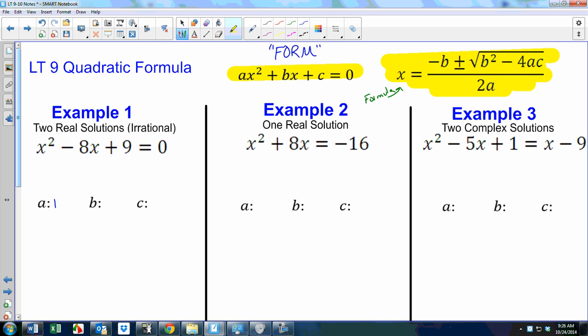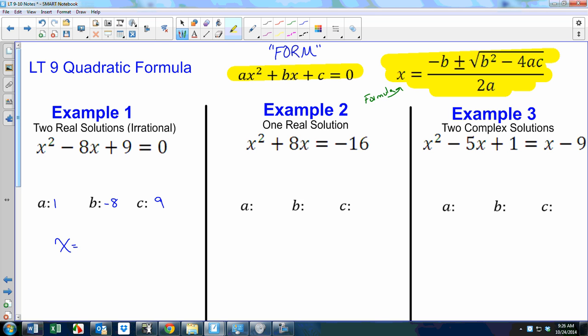A is 1, B is -8, and C is 9. Once you've identified A, B, and C, it's plug and chug. Put them in the formula and see what happens. But I would recommend you follow this first one with me because I do it kind of weird, all right?